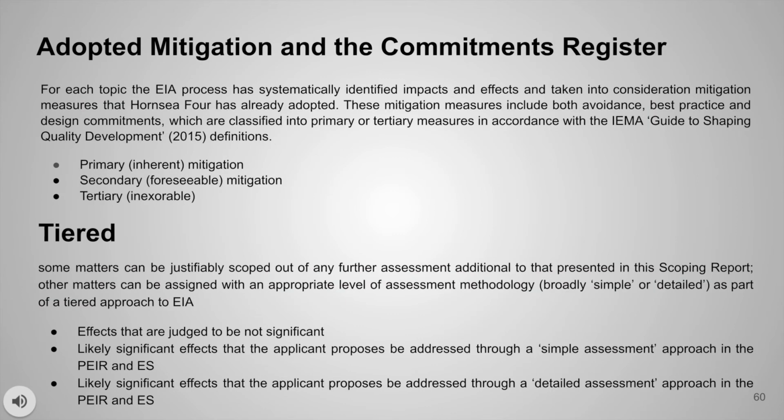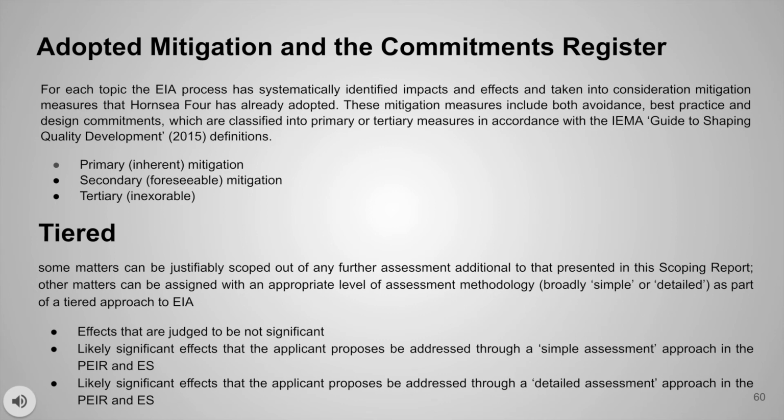Throughout this report, the EIA process has systematically identified the impacts first and then taken into consideration the mitigation measures that Hornsea 4 has already adopted. These mitigation measures include avoidance, best practice, and design commitments. There are three stages to mitigation measures. Basically, the mitigation measures are classified into three stages.